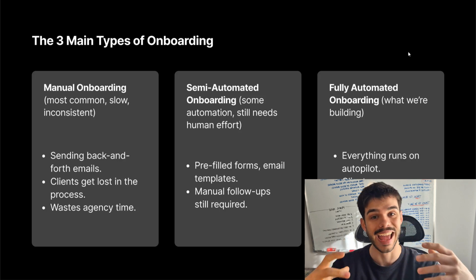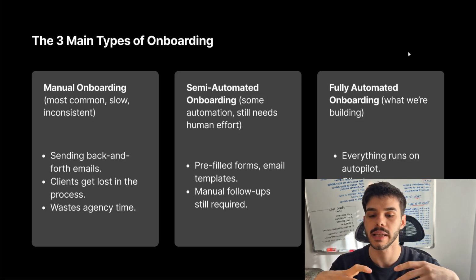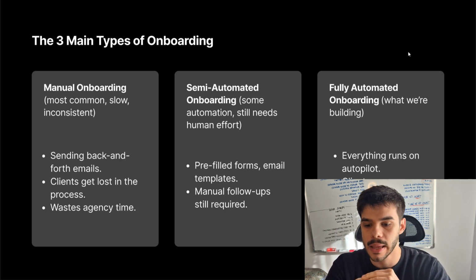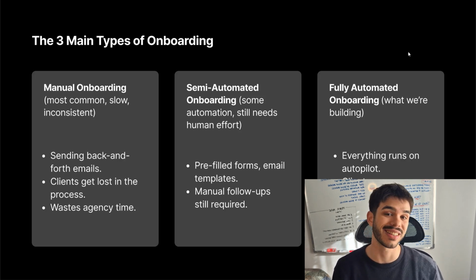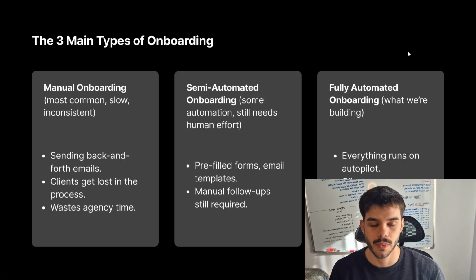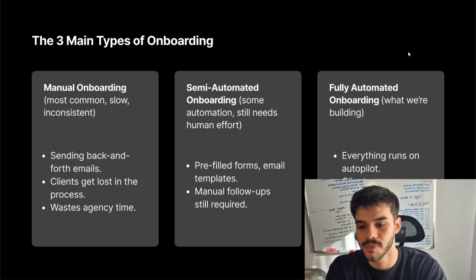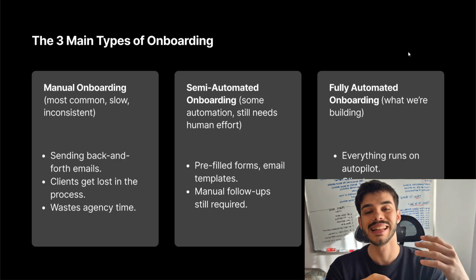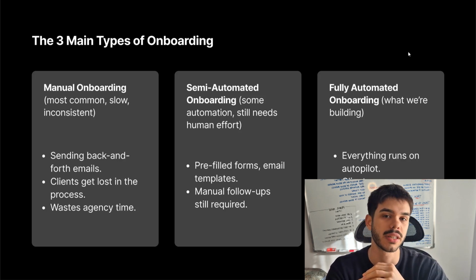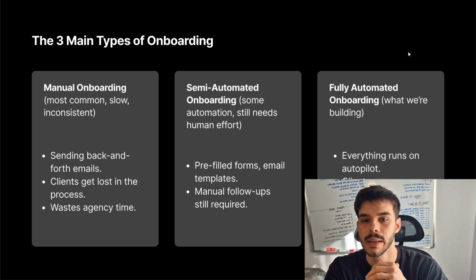First of all, we have manual onboarding, which is the most common and is, of course, pretty slow and inconsistent. Here we are going to send back and forth emails. We are going to be having clients get lost in the whole process, and it wastes a lot of agency time. So, of course, you don't want to really do everything by hand. I know that there are a lot of agencies and agency owners that are not really trusting apps to do the work for them, but it's a big mistake.